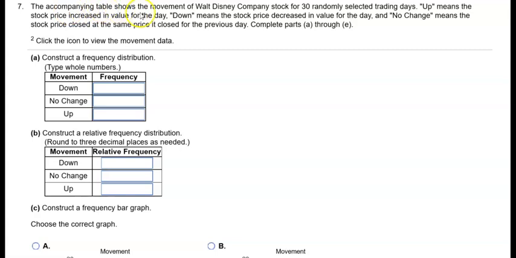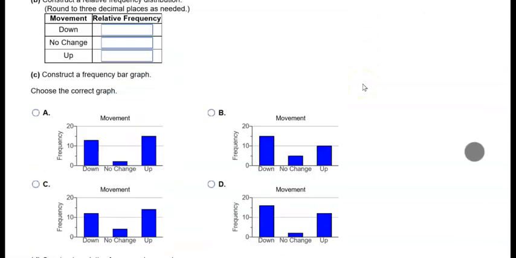The accompanying table shows the movement of the Walt Disney Company's stock for 30 randomly selected trading days. Up means the stock price increases in value for the day. Down means the stock price decreases in value for the day. And no change means the stock price closed at the same price it closed at the previous day. So complete part A through E. So you've got to find the data first.